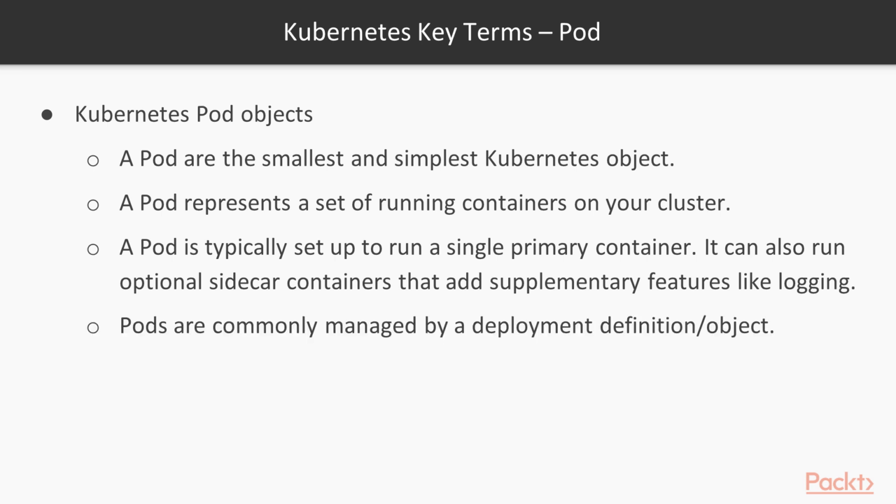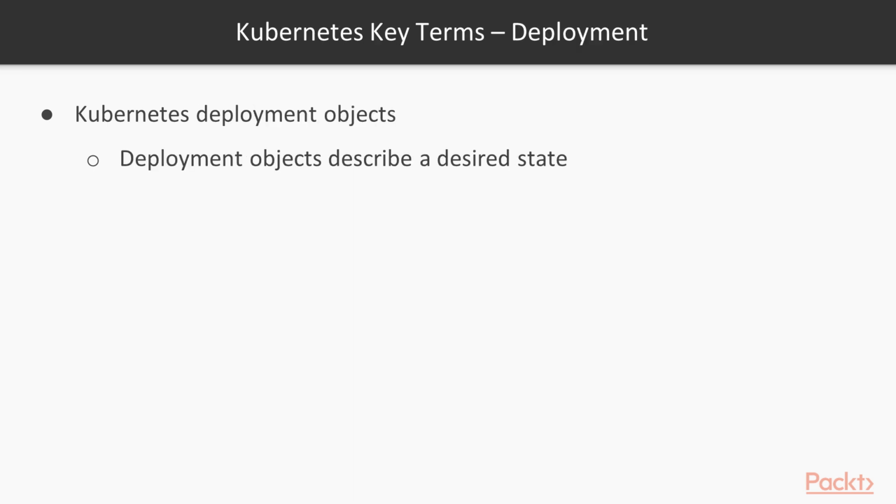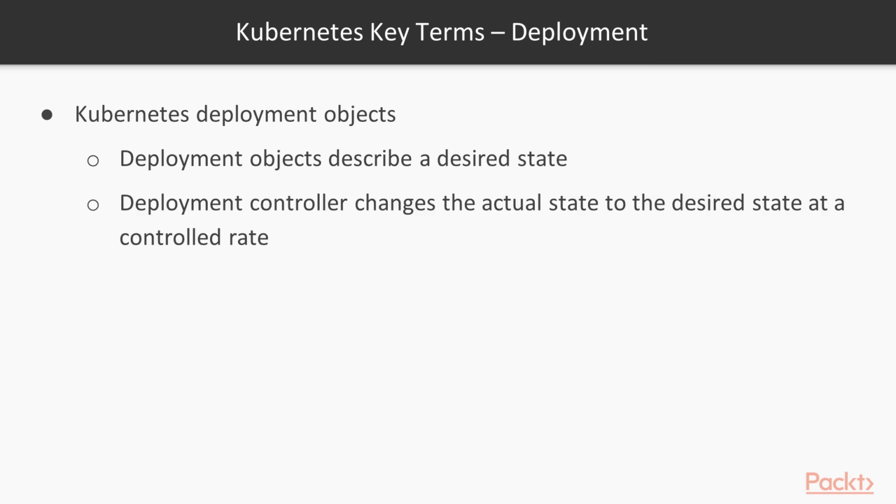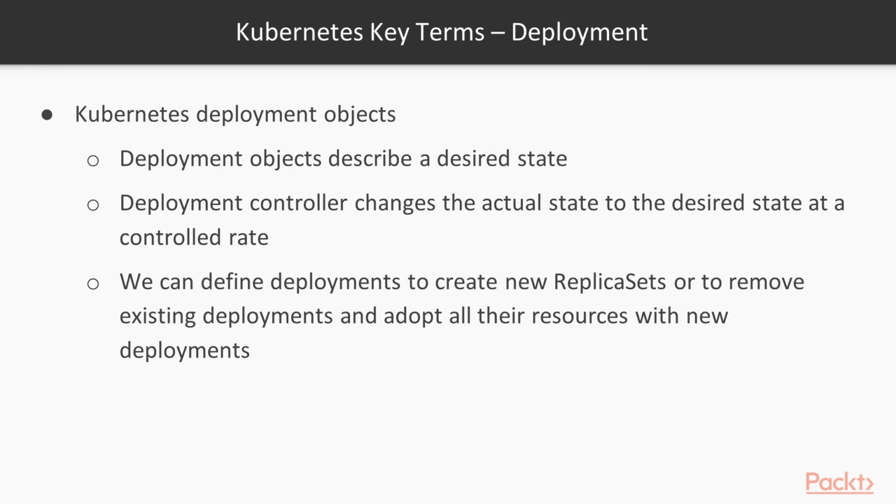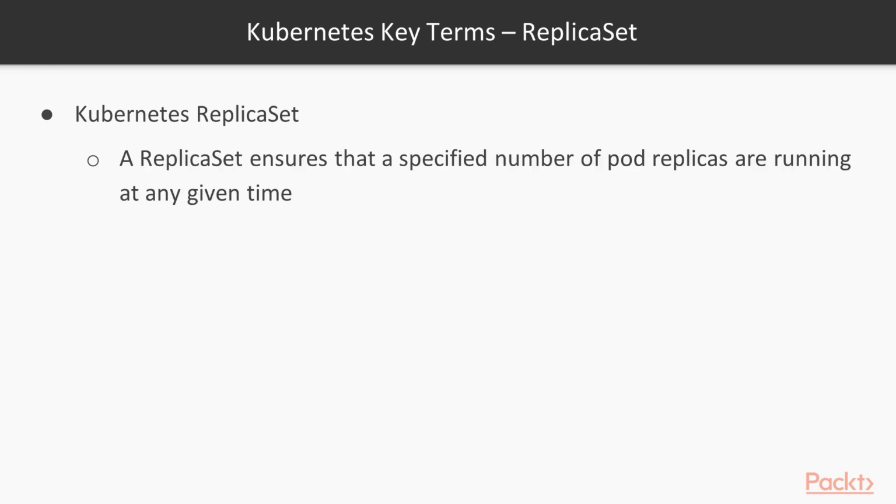Pods are commonly managed by a deployment definition object, so the next object we're going to talk about is the deployment object. The deployment object describes the desired state. A deployment controller changes the actual state to the desired state at a controlled rate. So maybe every 30 seconds, maybe every 5 seconds, Kubernetes will maintain its state. We can define deployments to create new replica sets or to remove existing deployments and adopt all their resources with new deployments. What is a replica set?